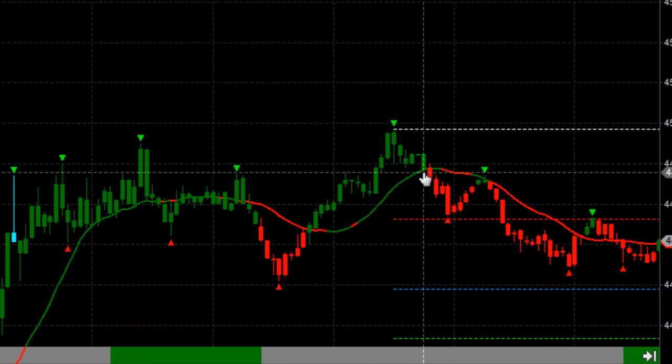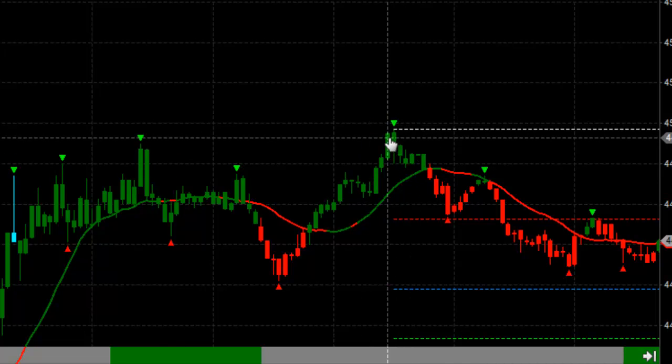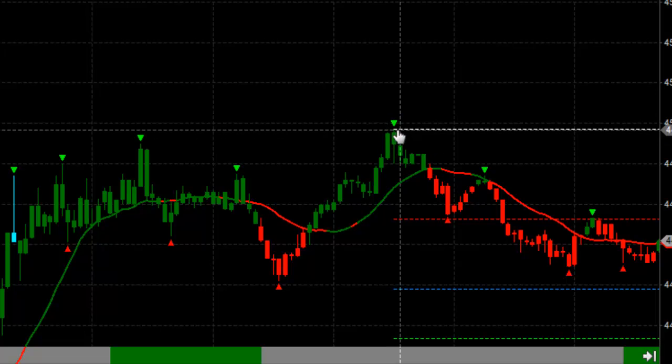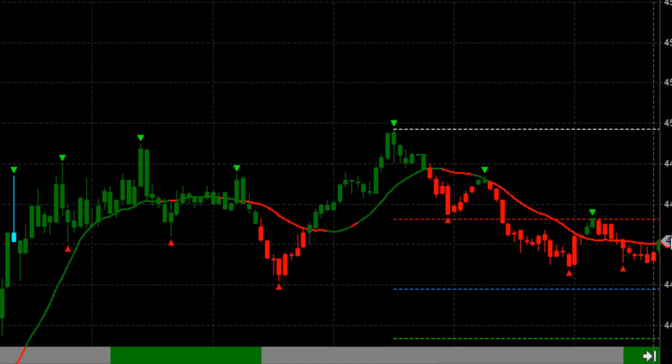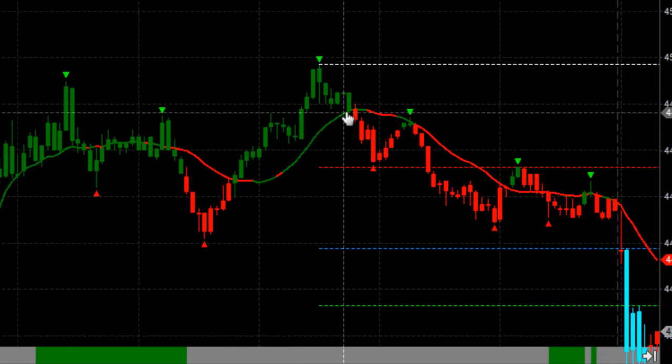I think I would have closed out my trade here on the breaking of the moving average, because we really didn't make a meaningful new high. When you go up like that and then you fail right away, it's not a good sign for a break higher. So there's a good example.